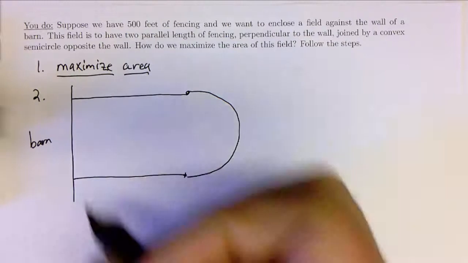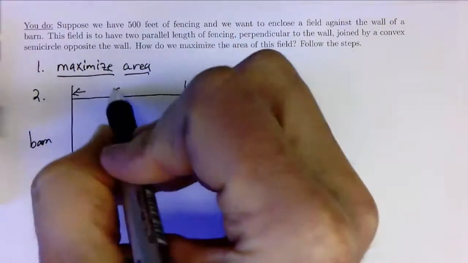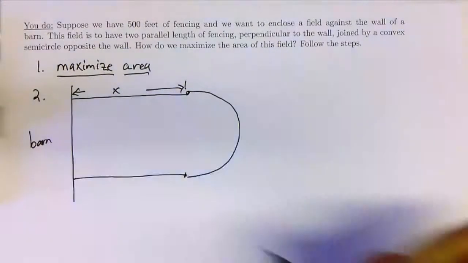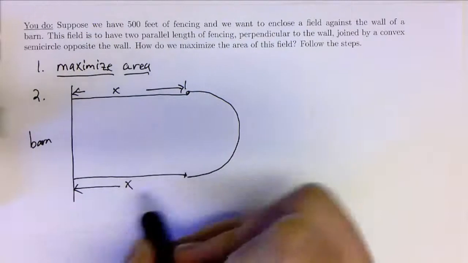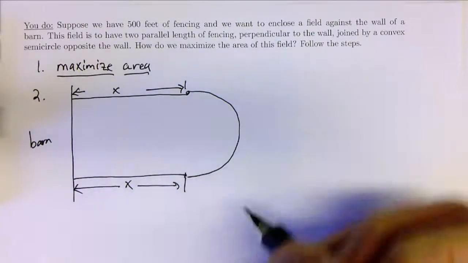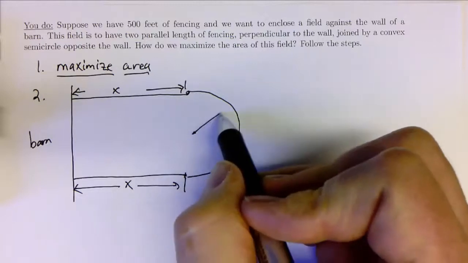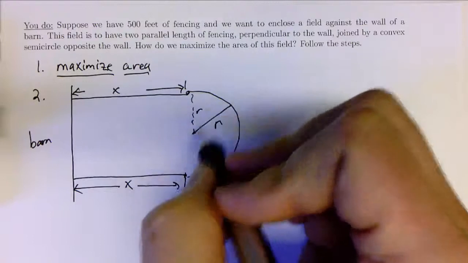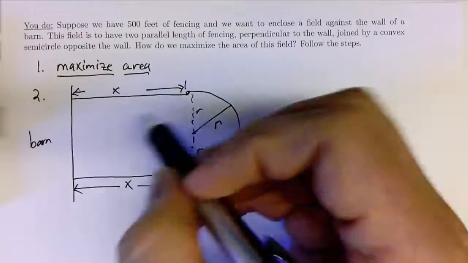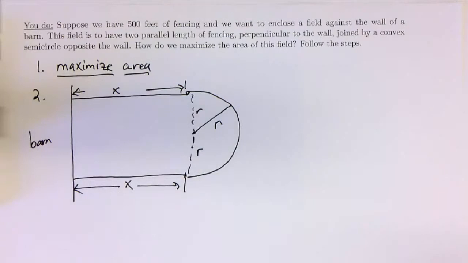Okay. We need to label things, so let's say the straight side has length x. Right, so this parallel side will also have length x. And then we have a semicircle here, and what characterizes a semicircle would be the radius. So this would be r, and this would also be r. So our rectangle has dimensions x by 2r.